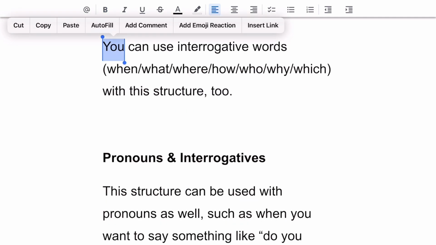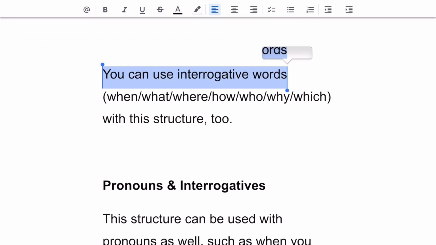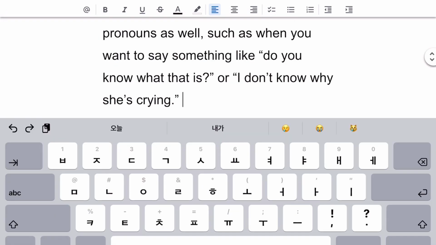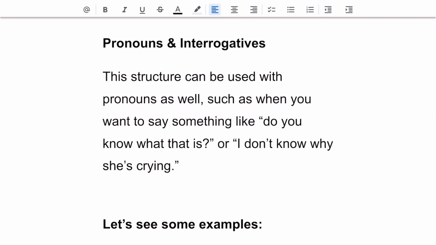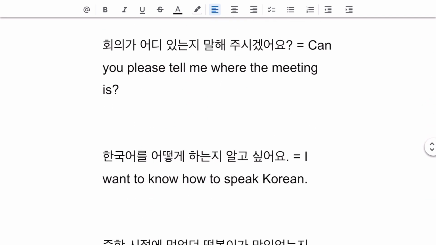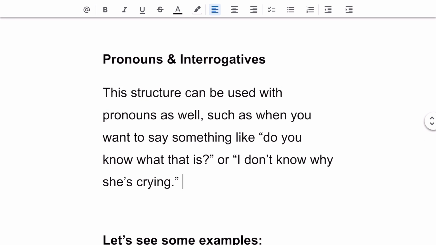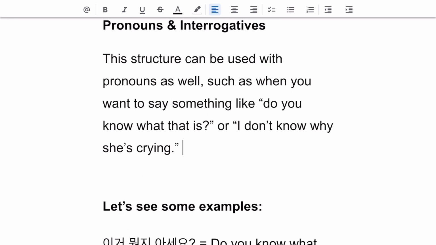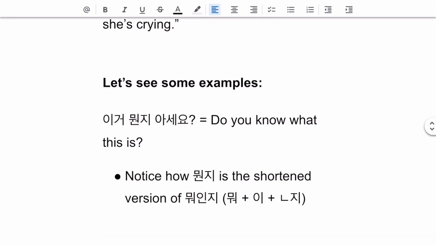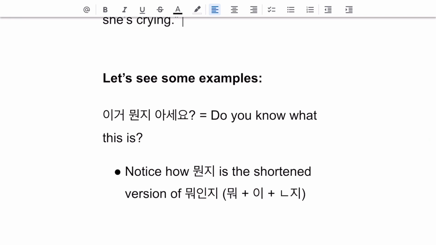Okay, another way you can use this is with question words, otherwise known as interrogative words. So it's the same as with pronouns too. You're going to notice in a lot of these sentences that we'll talk about the pronoun situation, but it can be used with pronouns as well. Okay, examples. Do you know what this is? 이거 뭔지 아세요?